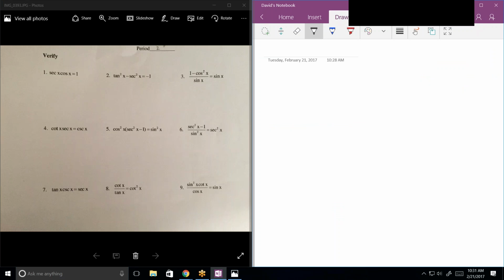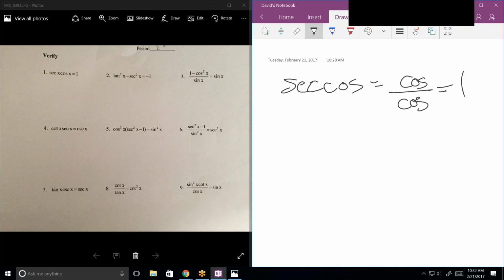Yeah. When we have to. What's the secant equal to? What's its reciprocal? Isn't this the reciprocal? Well, that's cosine, right? Right. So this turns into cosine over cosine, which is equal to 1.